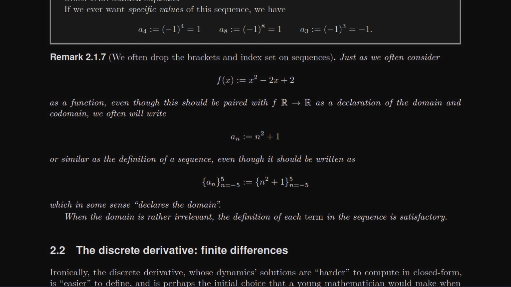Anyway, super short video, well, relatively short video. Next video, we're going to move on to actually doing some calculus with these objects, which is what's really exciting.